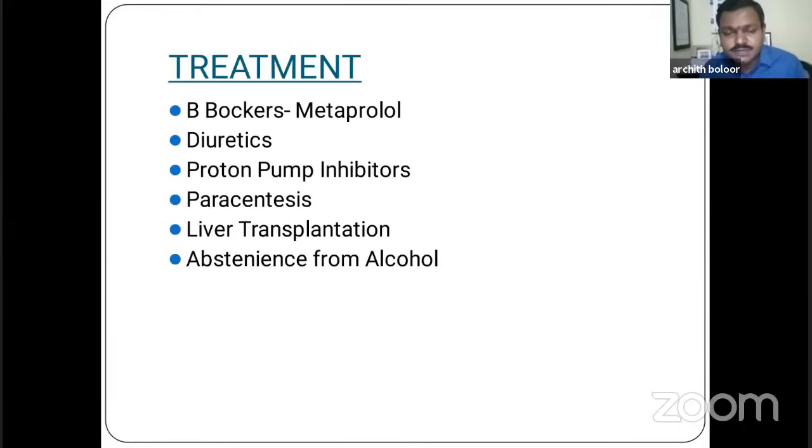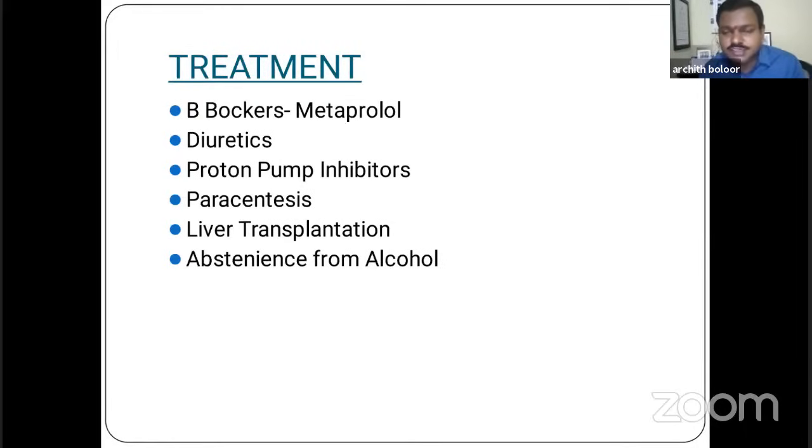Fine. It still does not work. Ascites is still worsening. What else can you do? You can subject the patient to a procedure to reduce the portal hypertension, like you can do the TIPS, or the patient can be subjected to a transplant or something like that. That could be the treatment.